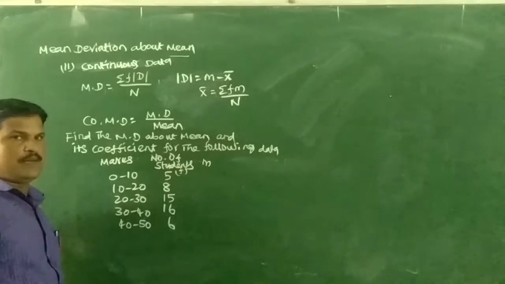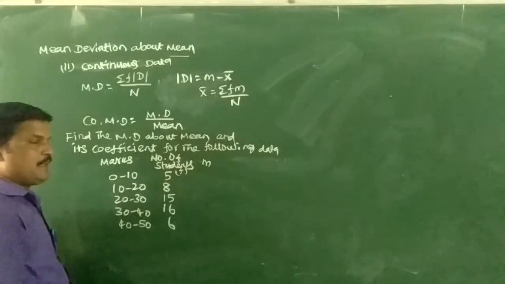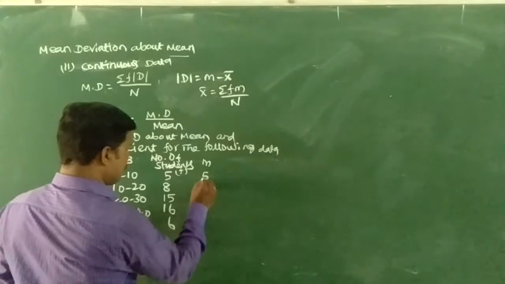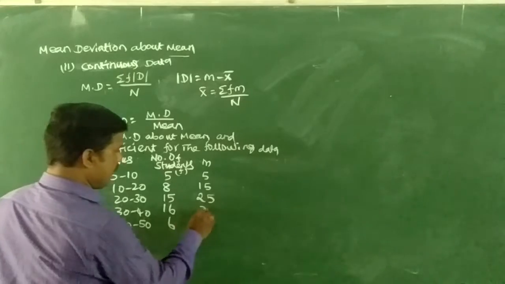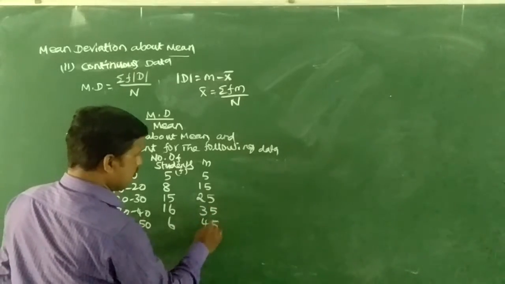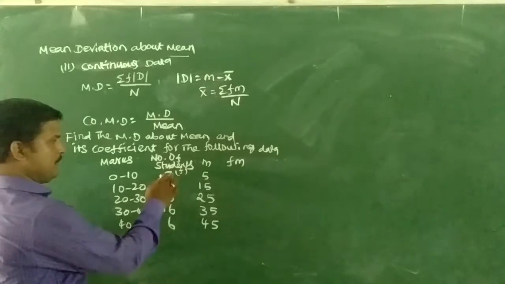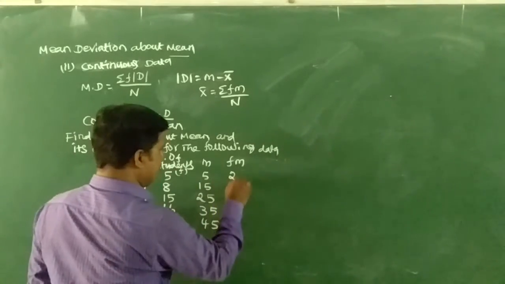Upper limit plus lower limit divided by 2 is the midpoint. So 10 plus 0 equals 10, divided by 2 equals 5. Next 15, next 25, next 35, next 45. Next you have to multiply f into m, so multiply frequency into midpoints. So 5 into 5, 25.